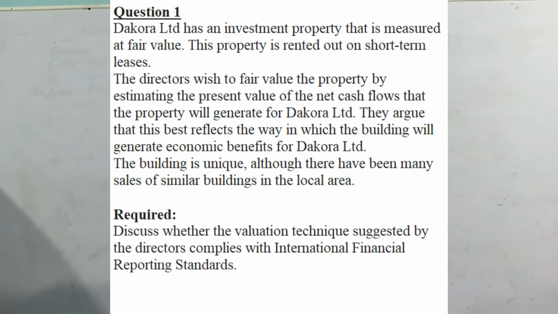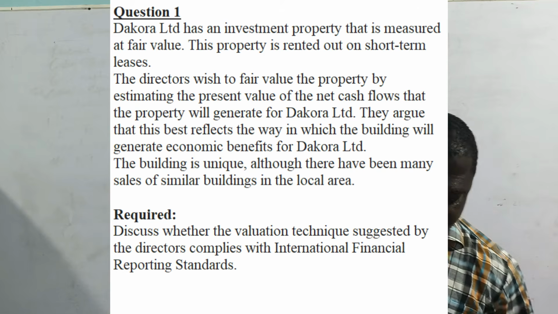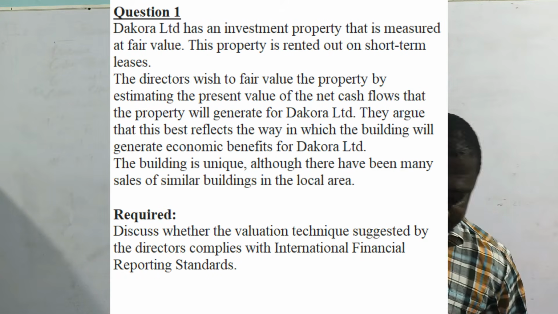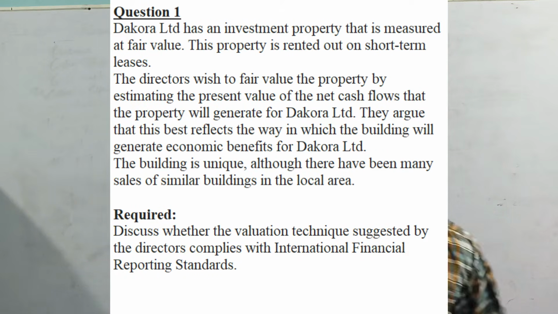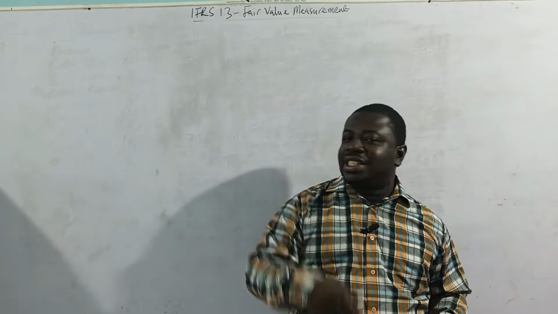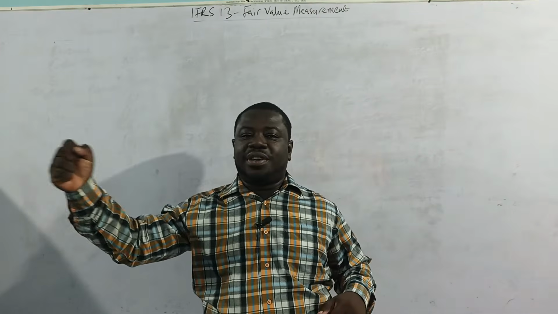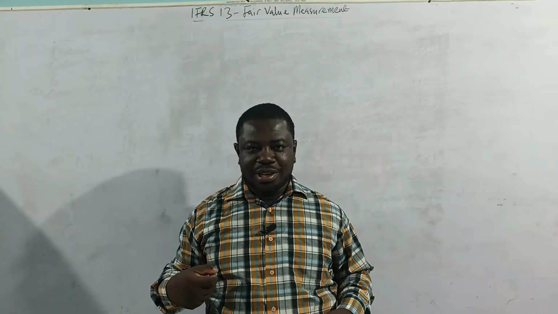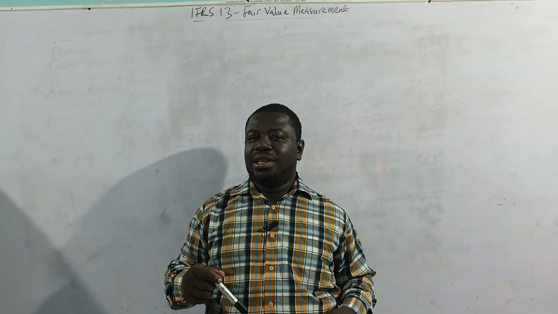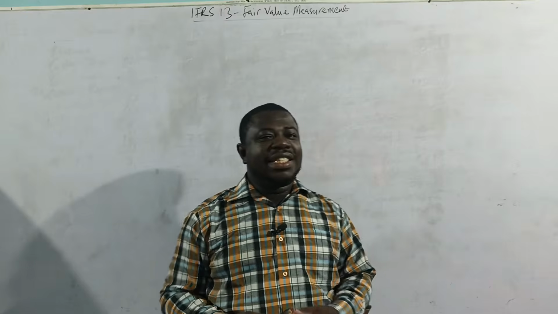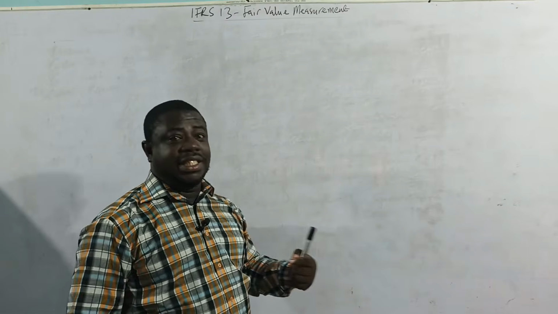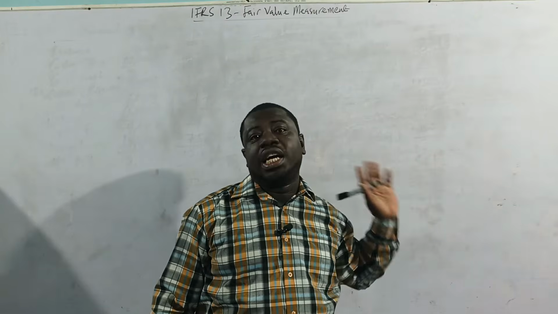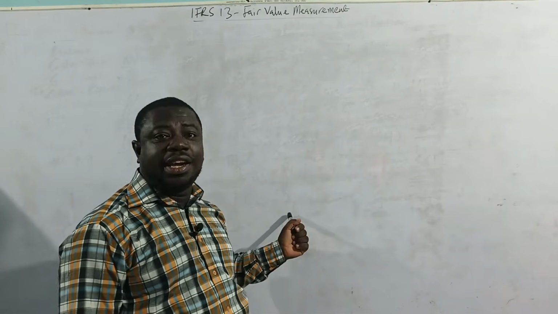So that is the introduction. Now, this next point is important. The directors wish to fair value the property by estimating the present value of the net cash flows that the property will generate for Dakra Limited. So they want to fair value this asset by estimating the present value of the net cash flows. What level of input is this? This is a level 3 input. This is unobservable. You cannot observe. It is just an estimate. You don't know how the future cash flows will be. And that is a level 3 input.